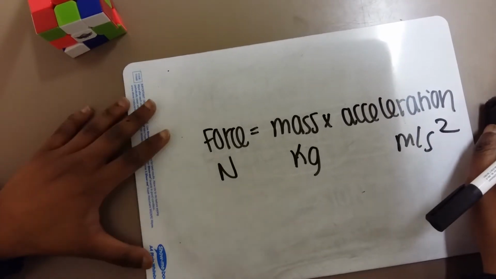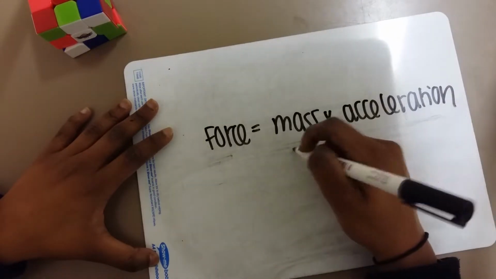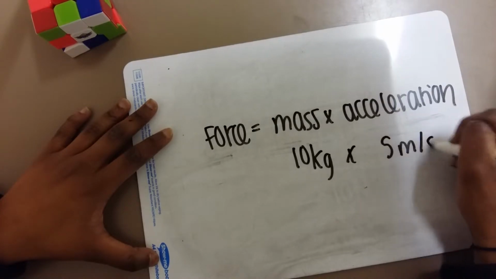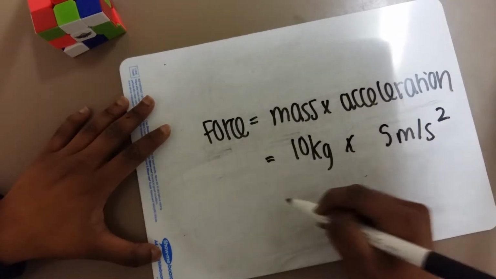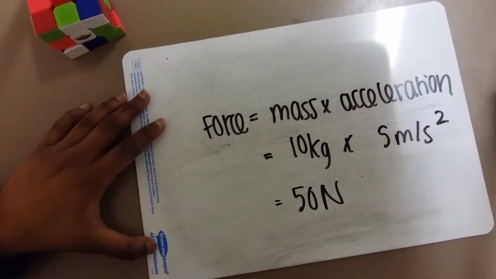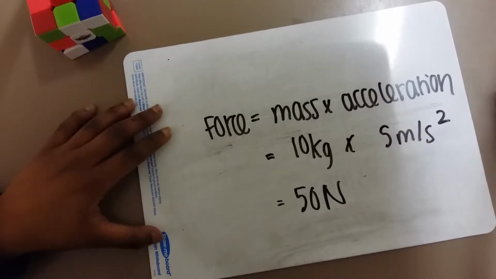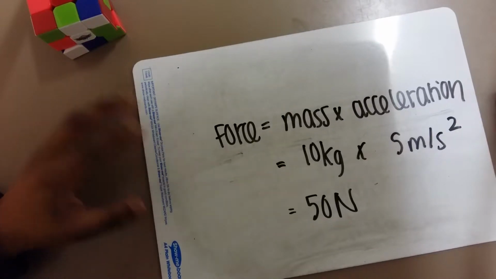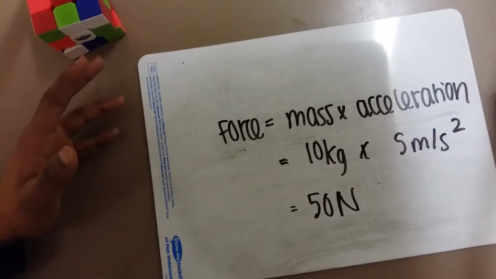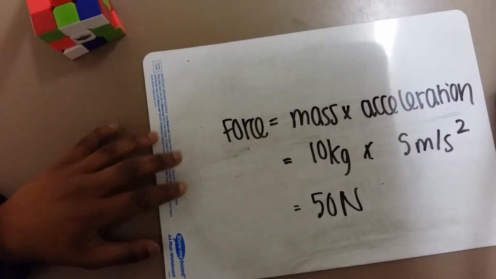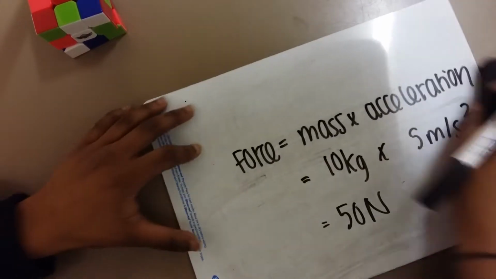For example, the force needed to accelerate a 10 kilogram mass by 5 meters per second squared would be 50 newtons. The same force would accelerate a 1 kilogram mass by 50 meters per second squared, or a 100 kilogram mass by 0.5 meters per second squared. It's just plugging the values into the equation and solving. So putting it simply, it takes more force to accelerate a larger mass, which makes perfect sense. I'm sure all of you can make sense of that.